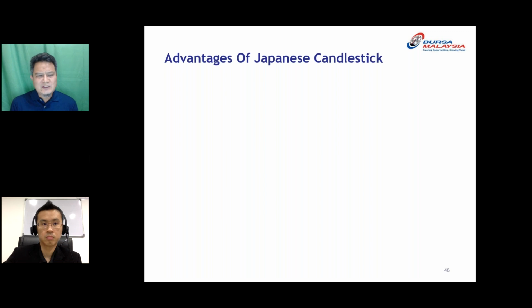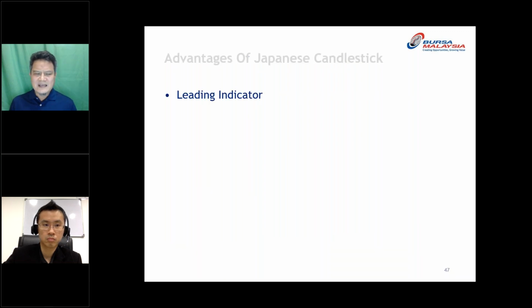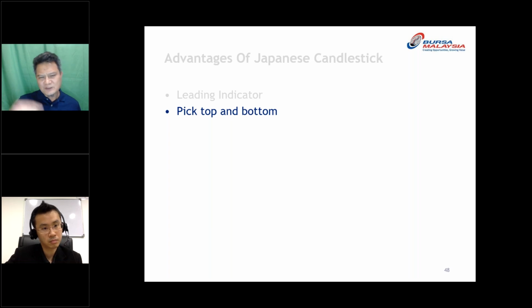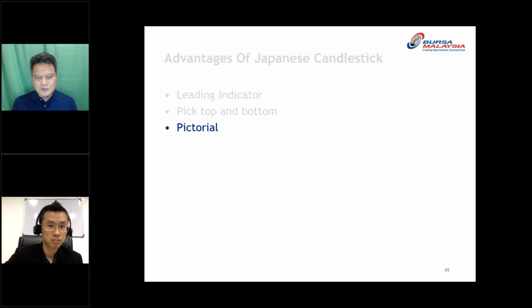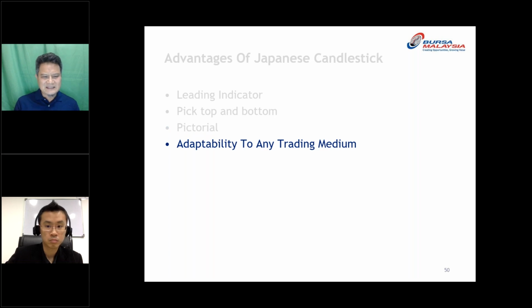So why do we need to learn about this candlestick? These are the advantages of the Japanese candlestick. It is a leading indicator, which means it gives you a very early signal. It can pick top and bottom, peak and trough. It is very pictorial, so you can see the pattern. And it is adaptable to any trading medium: you can use it with stocks, forex, futures, bonds, or any kind of trading medium.